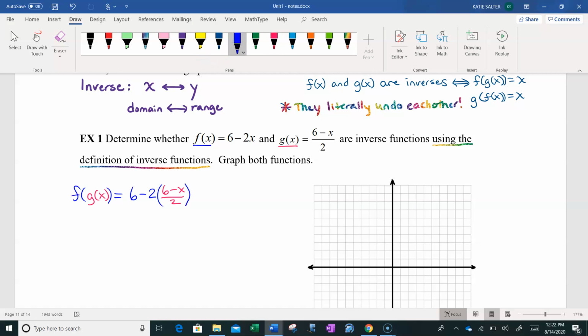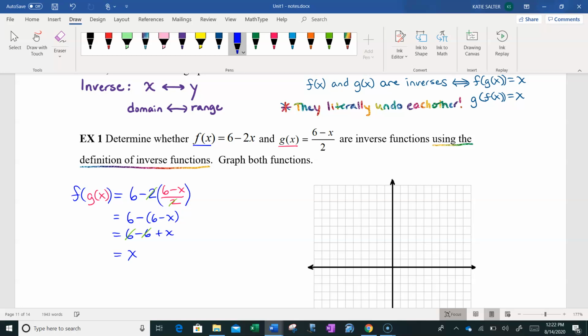All right, so we got to clean this up, and what's going to happen is this 2 on the outside and this 2 on the inside right here, they're going to end up reducing. So then we are left with 6 minus, and you got to distribute that negative to both terms. So it might be good to still write it out like this. Then that's 6 minus 6 plus x, because you got to make sure you subtract both of them. And then we can see that these 6's cancel, so we are just left with x.